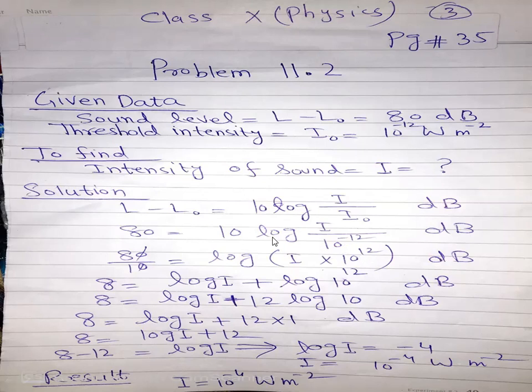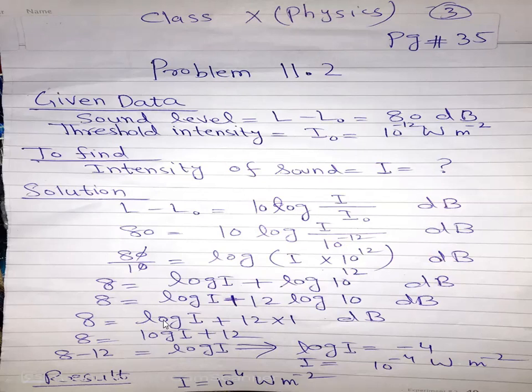When I use the same log property over here, if there is a multiply sign, log will change into a plus sign. So log I plus log 10 raised to the power 12. Again, I'm using the property of log: if there is a power in the log, it will come before the log. So 12 log 10. You know the value of log 10 is 1. So 12 multiplied by 1 is 12. So 8 is equal to log I plus 12.